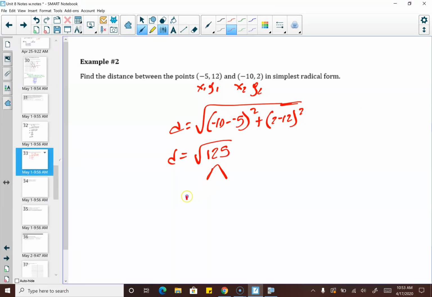Also not a perfect square, but it splits. Square root 25, square root of 5 comes back together, and I get a distance between those 2 points of 5 square root of 5. All right.